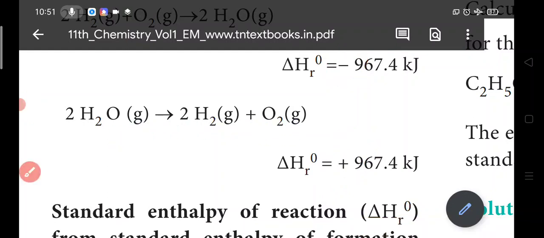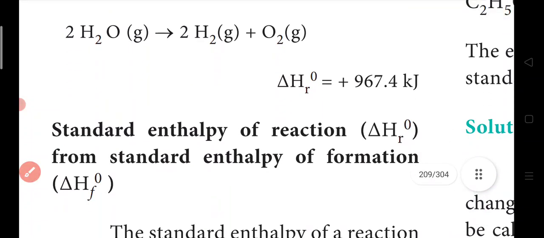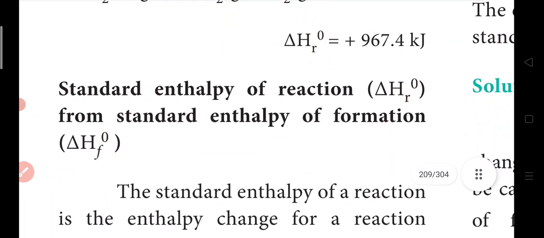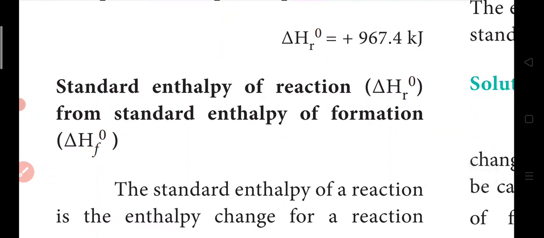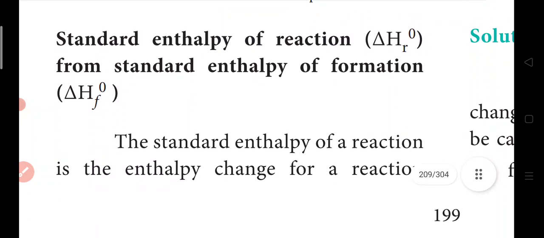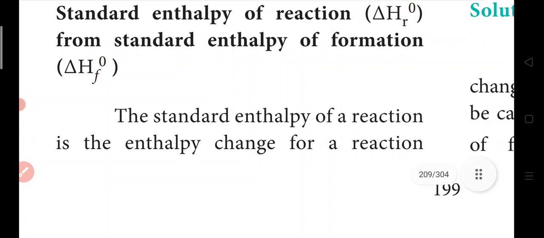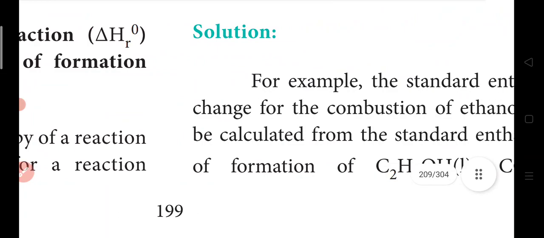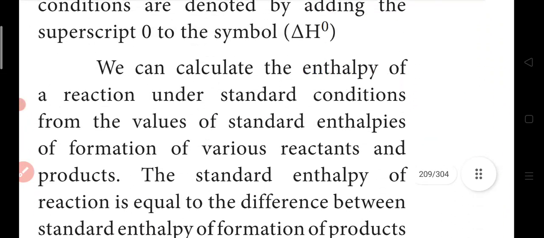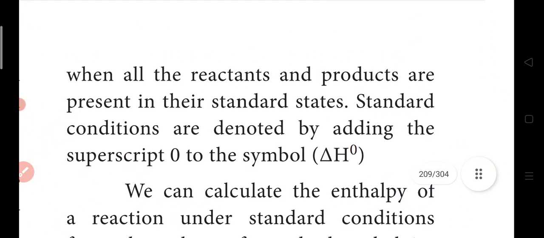Next is the standard enthalpy of a reaction from the standard enthalpy of formation. So how do we calculate the standard enthalpy of reaction from the enthalpy of formation? Enthalpy of formation means delta H F naught. The standard enthalpy of a reaction is the enthalpy for a reaction when all the reactants and products are present in their standard state.